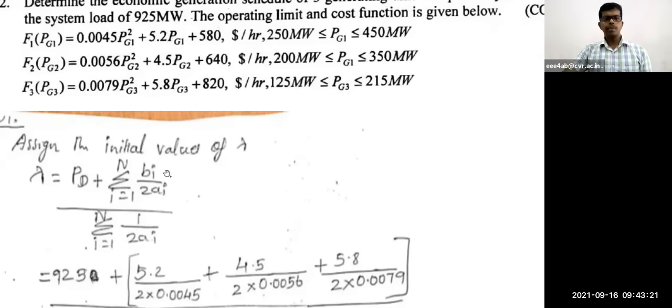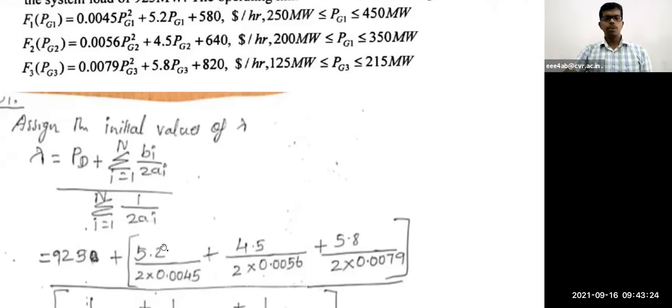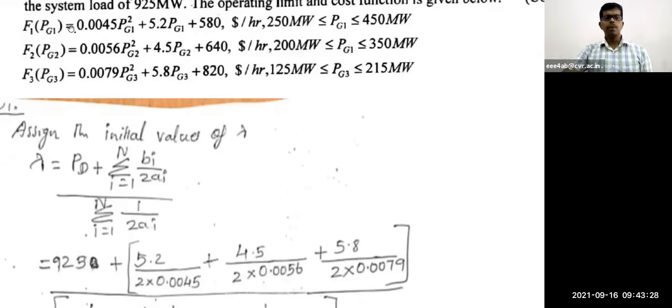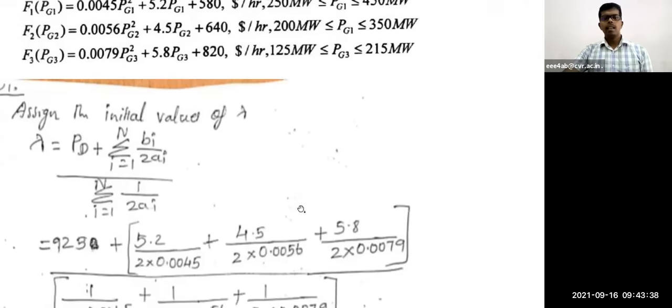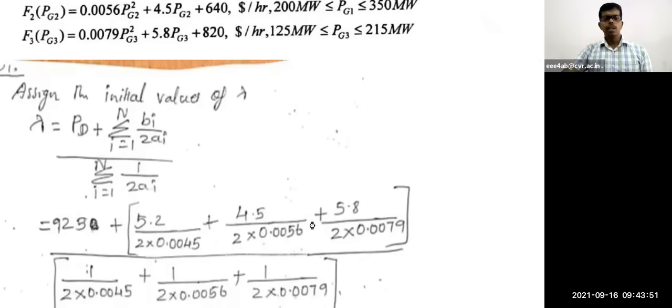First generating unit is B1. B1 is 5.2, so 5.2 divided by 2 into this term A1. A1 is 0.0045. Plus, here 4.5 divided by 2 into 0.0056. Plus, like that you need to substitute this term, third term B3 divided by 2 into this term 0.0079. So that also you need to substitute.